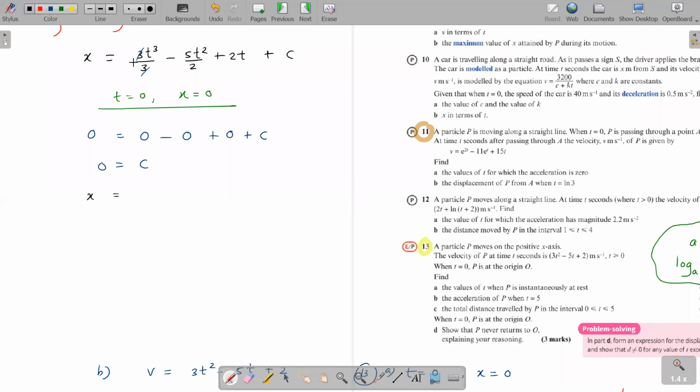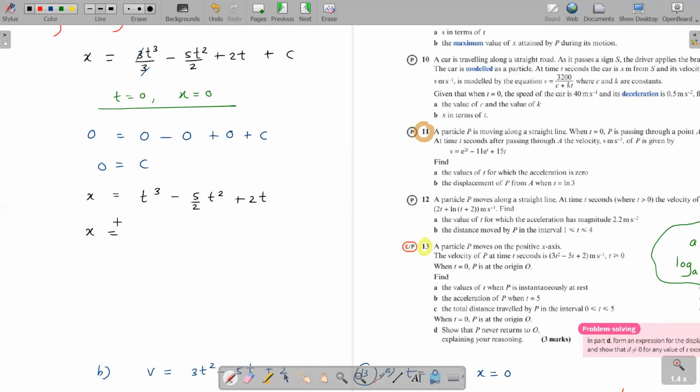So I get the displacement equation: x equals 3t cube over 3, which means it's t cube, minus 5 over 2 t square plus 2t plus 0. So this is my displacement equation. Now what do I need to show? I have to show that the particle never returns back to the origin, which means I have to show that there are no t values that are capable of making this expression equal to 0. How do I show that there are no t values?